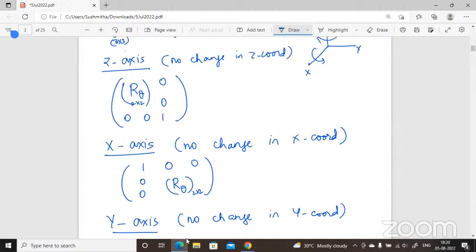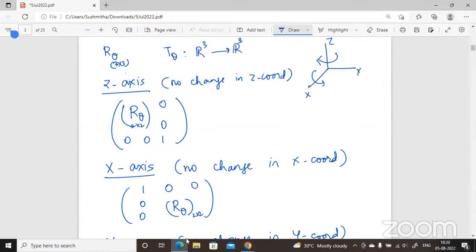Along which axis you want to rotate, there won't be a change in that corresponding coordinate. So that will be fixed like this using the unit vector in that direction. And in the remaining 4 slots, the 2 cross 2 submatrix will be the rotation matrix of order 2.